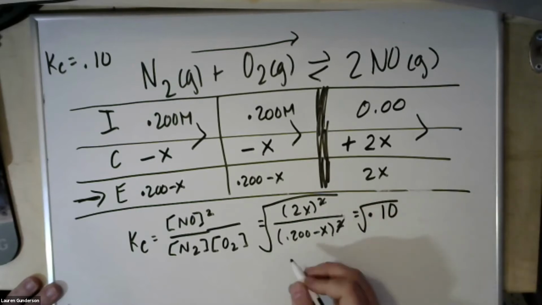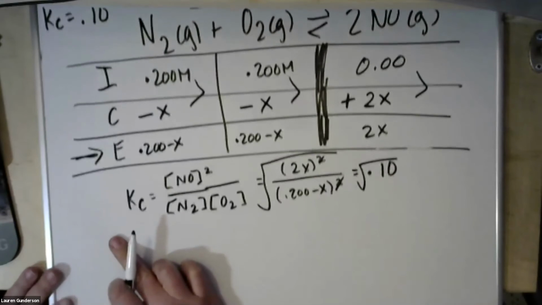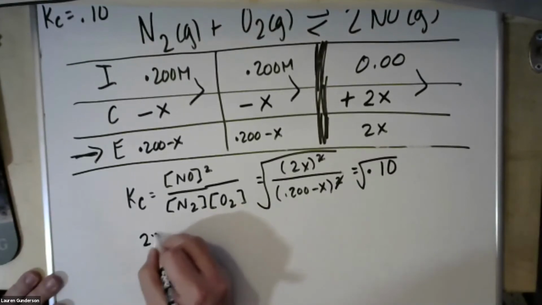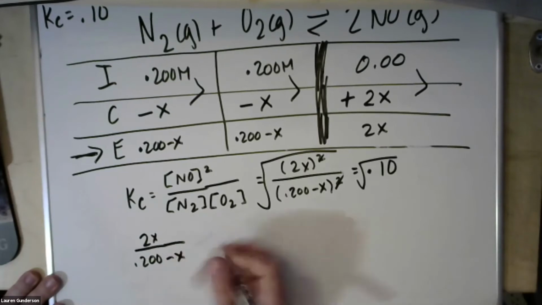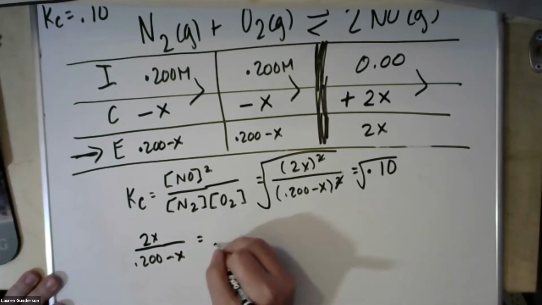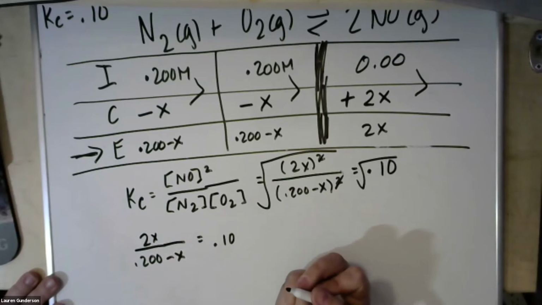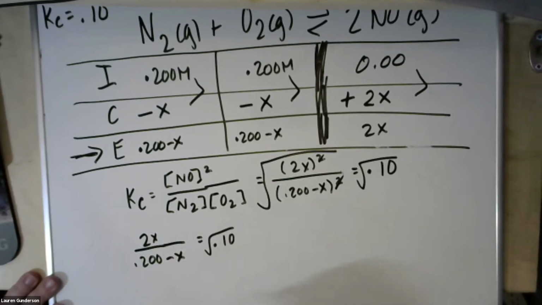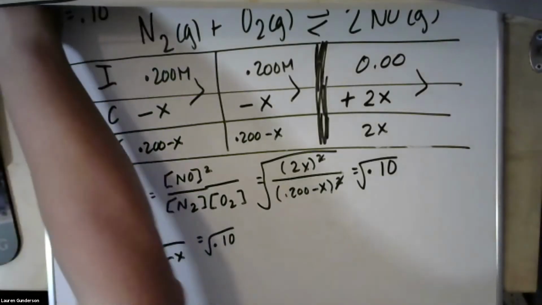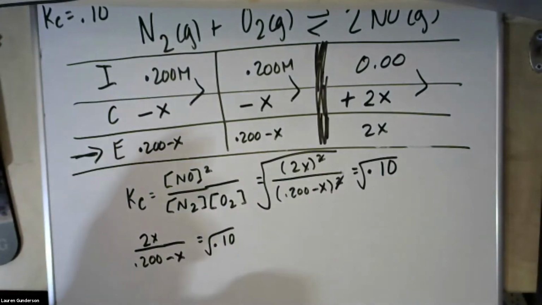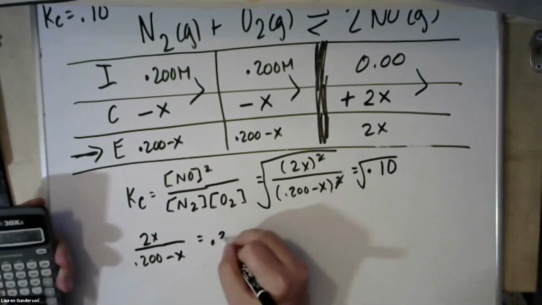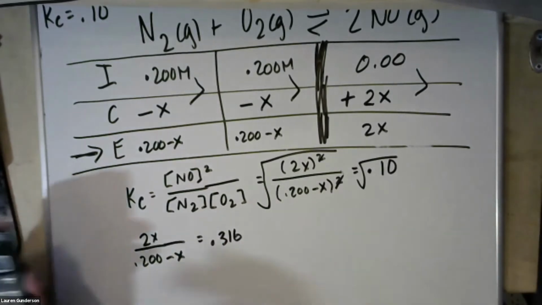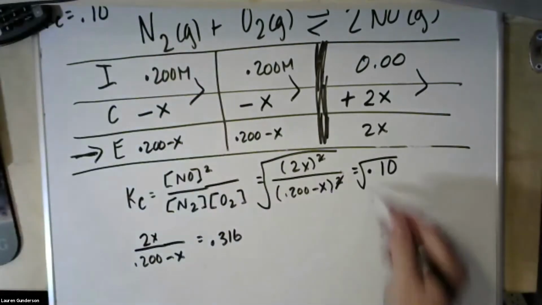So now we just have, I'm going to rewrite it over here, 2x over 0.200 minus x equals the square root of 0.10. Let me get a number for that, because I'm going to forget that square root. Okay, 0.316, much better. I'll definitely forget to write that square root and be confused at the end.